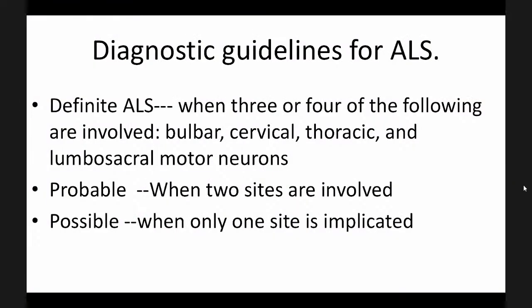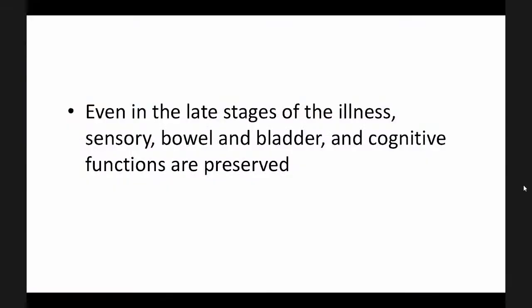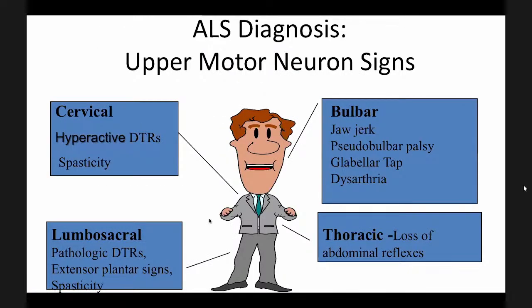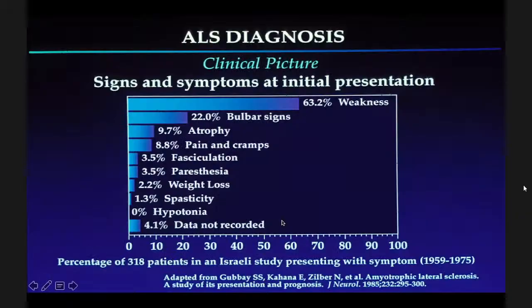So the diagnostic criteria of ALS: definite ALS is when three or more of the following are involved, that is bulbar, cervical, thoracic, and lumbosacral motor neurons. Probable is when two sites are involved, and possible is when only one site is implicated. So remember those bulbar, cervical, thoracic, and lumbosacral motor neuron signs. If everything is present, there is a high chance of ALS. If two are present, that is probable, and if only one is present, that is possible ALS.